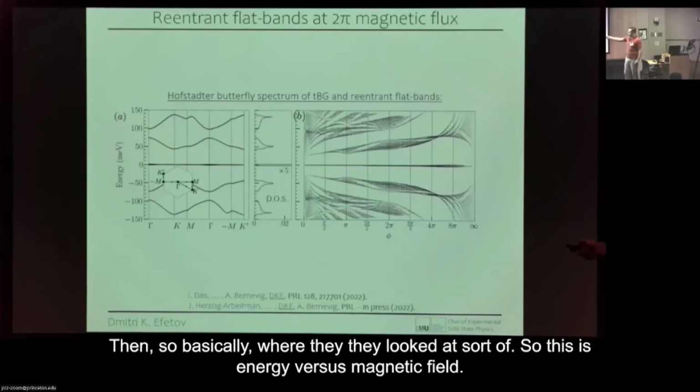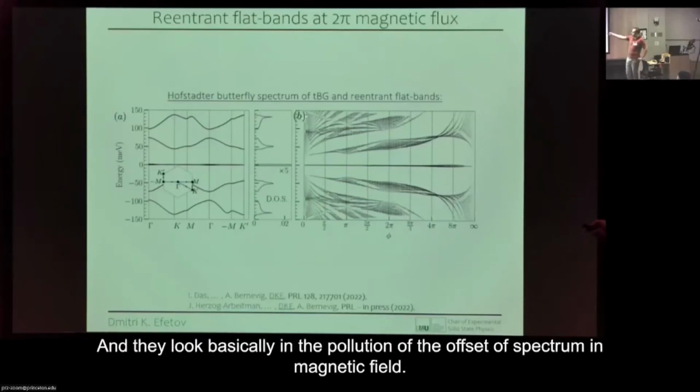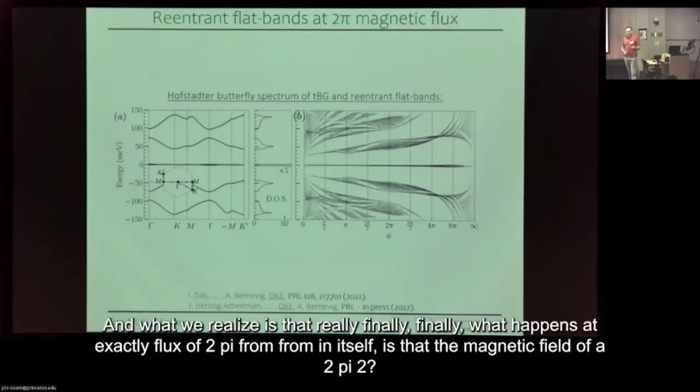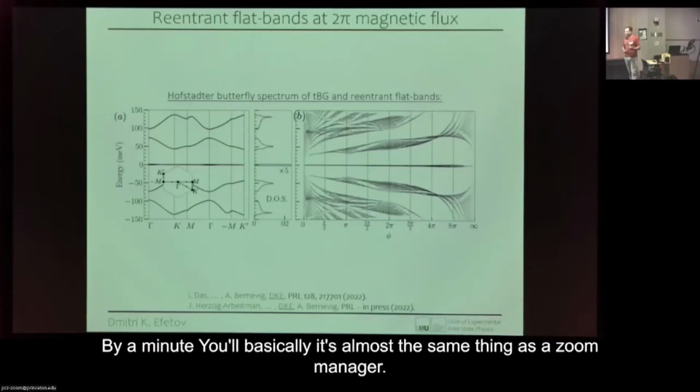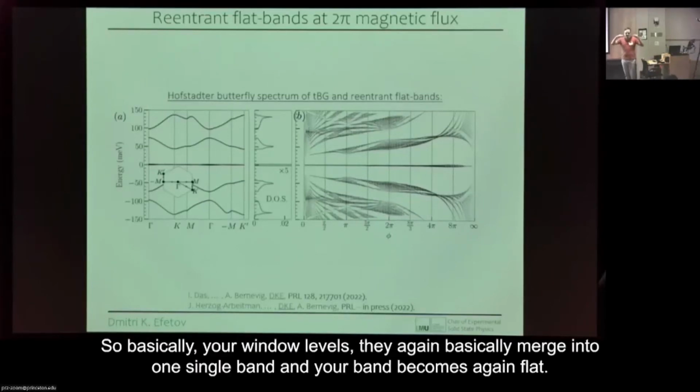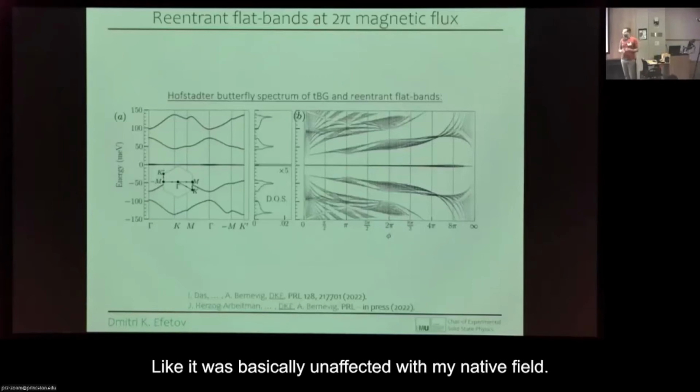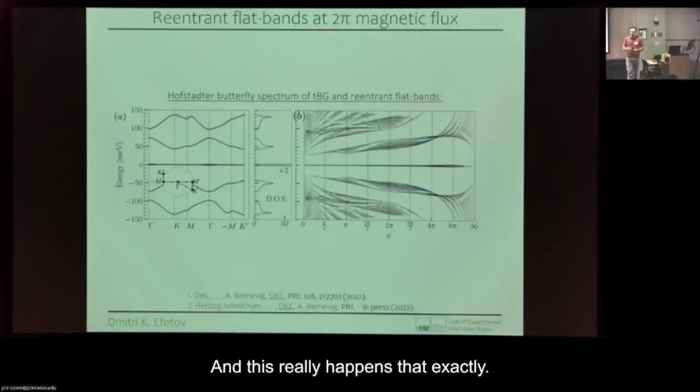Those are calculations done with Jonah, where they looked at energy versus magnetic field, the evolution of the Hofstadter spectrum in magnetic field. And what we realized is that, funnily, what happens at exactly a flux of 2 pi through a unit cell is that the 2 pi magnetic field is almost the same thing as a zero magnetic field. Your Landau levels merge into one single band, and your band becomes flat again, as if it was unaffected by a magnetic field.